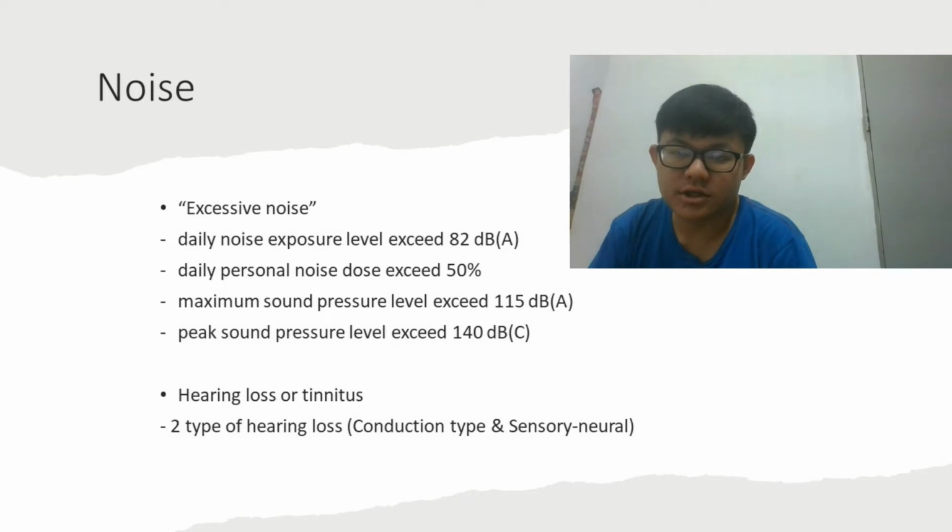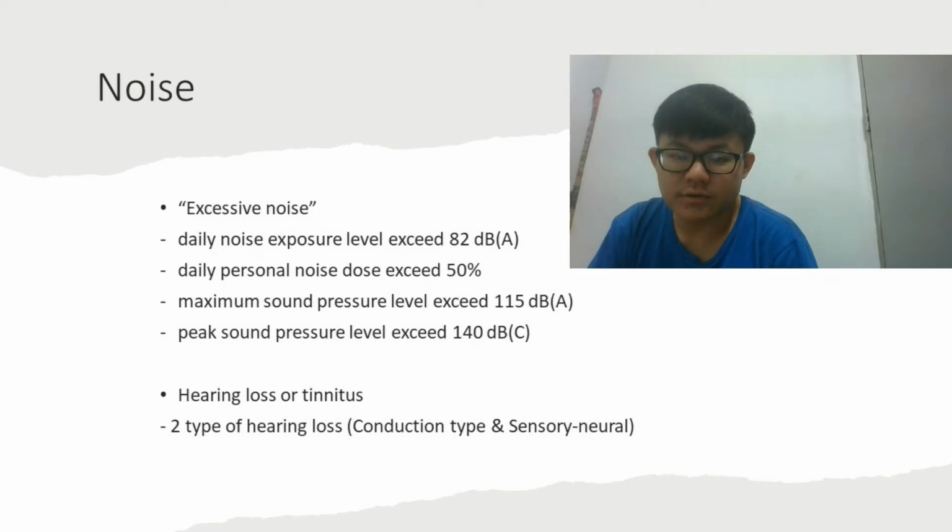Excessive noise means a daily noise exposure level exceeding 82 dBA, or daily personal noise dose exceeding 50% of maximum, or sound pressure level exceeding 115 dBA at any time, or peak sound pressure level exceeding 140 dBC. Besides, excessive noise can lead to temporary or permanent hearing loss or tinnitus.